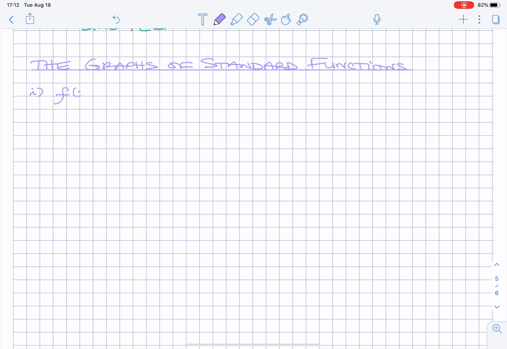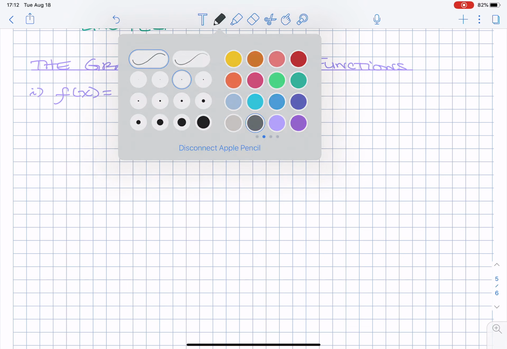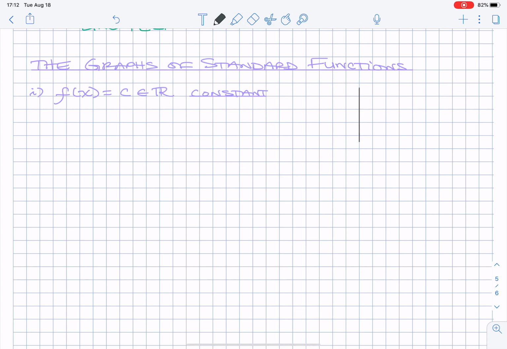Let's say f of x is some constant, so some real number. So this is the constant function. So what that looks like, we have our x and y coordinate axes. I'm going to copy and paste this. The constant function looks like a horizontal line. So f of x equals c. That is what a constant function looks like.